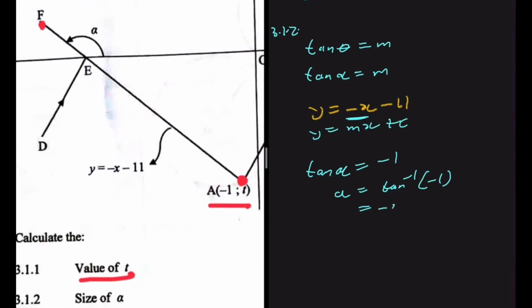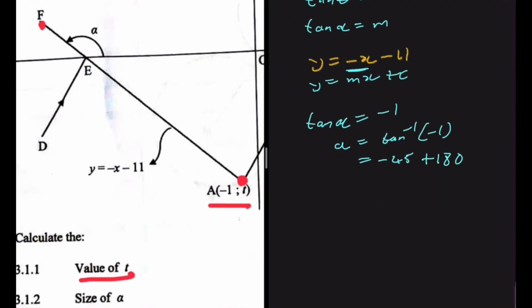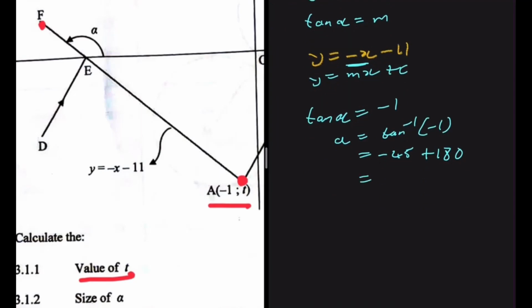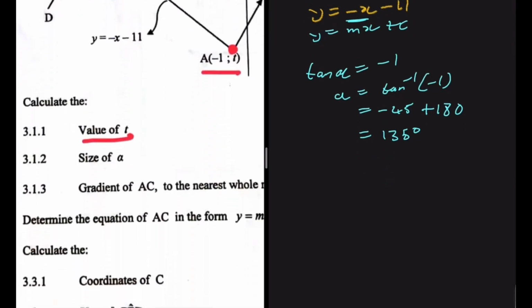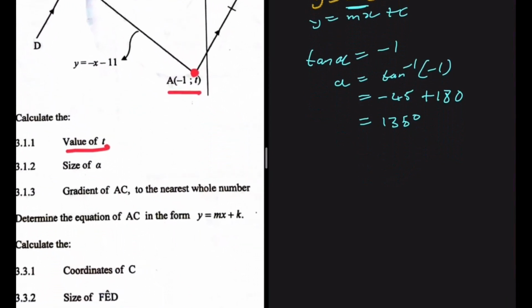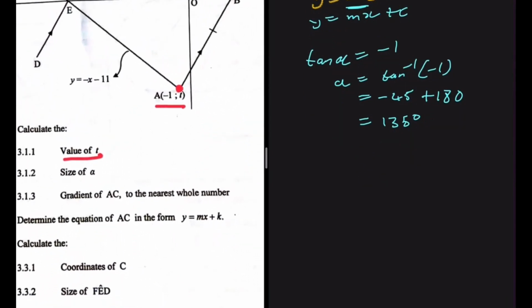So our angle is minus 45, but we have to add 180 if it is negative, right? And then if you add 180, you're going to get 135 degrees. So right, the size of that angle is 135 degrees. We're just using the fact that tan of theta is equal to the gradient of that line, right? And then moving to 3.1.3.